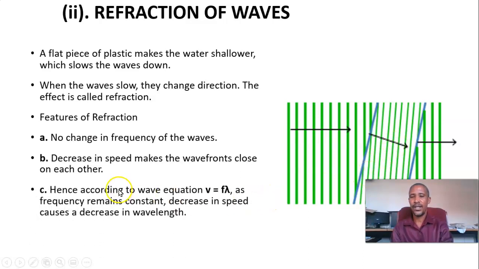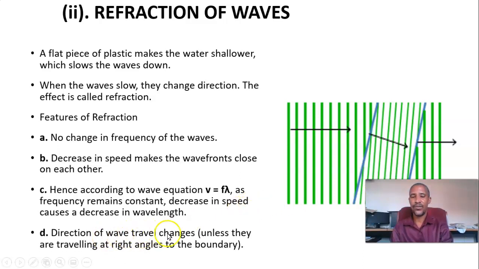C, hence according to the wave equation, v equals f lambda. As frequency remains constant, a decrease in speed causes a decrease in wavelength. So it's only the speed and the wavelength that change, the frequency remains the same.